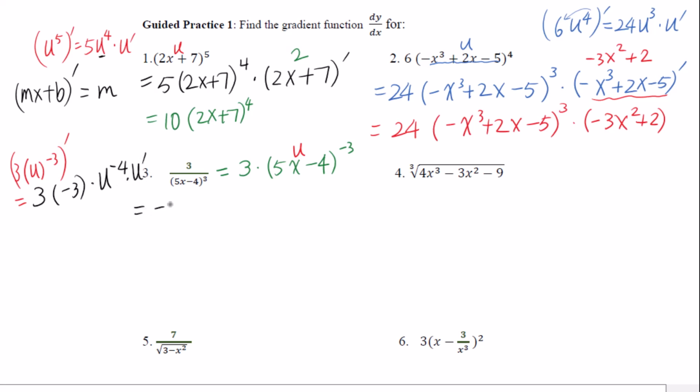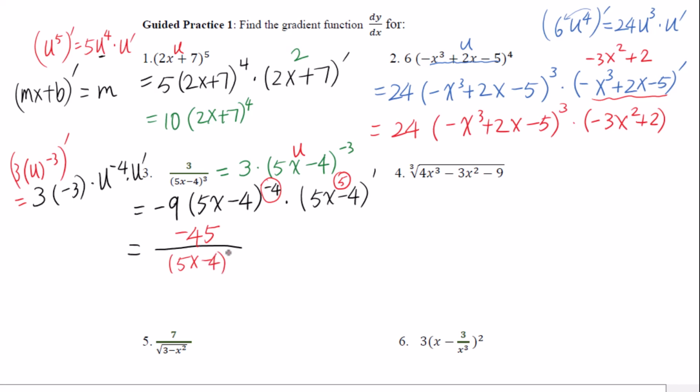So we get negative 9 times 5x minus 4 to the negative 4th power times 5x minus 4 prime, and 5x minus 4 prime equals 5. Negative 9 times 5 is negative 45. Negative 4 is a negative exponent, so 5x minus 4 to the 4th power goes in the denominator. This will be your answer.